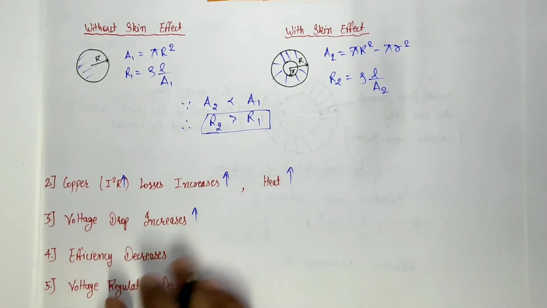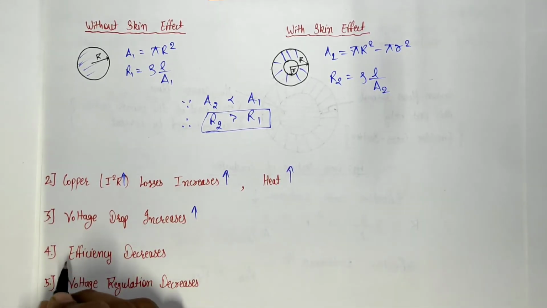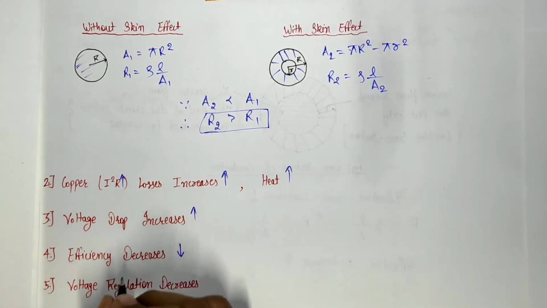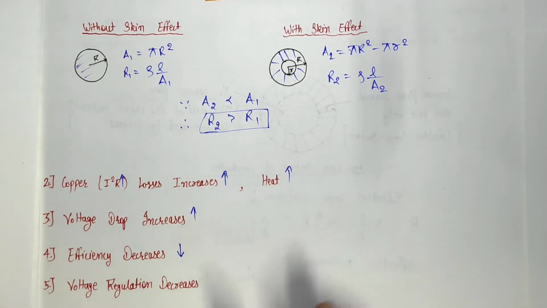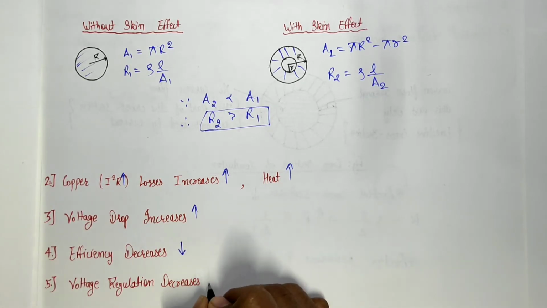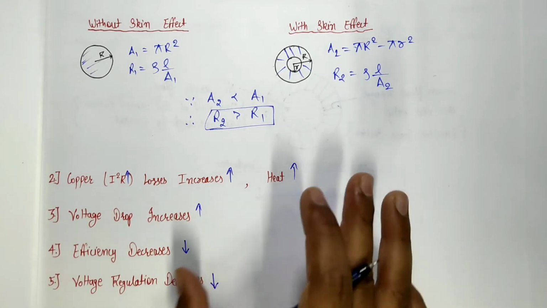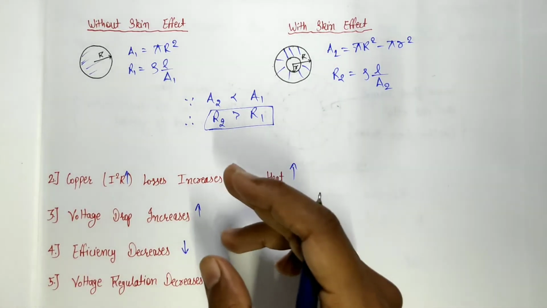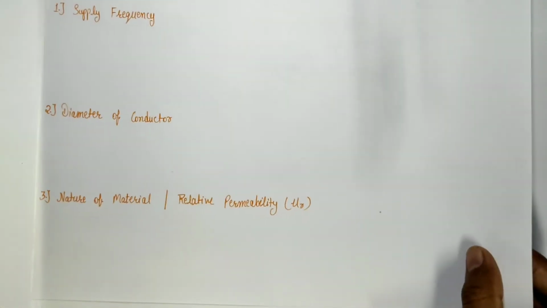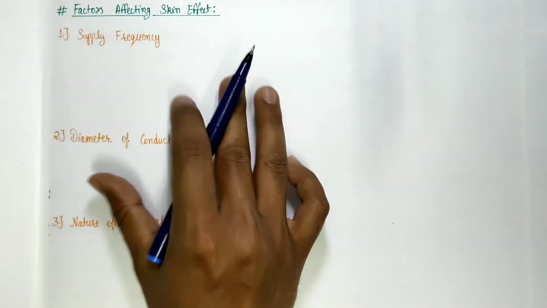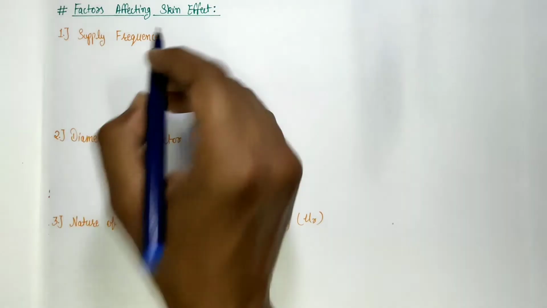Now the other disadvantage is that the efficiency of the wire or efficiency of the system decreases because of this skin effect. And finally the voltage regulation also decreases. So these are the disadvantages of skin effect. Now our next topic is factors affecting skin effect, or we can say the factors on which skin effect depends. So the first factor is supply frequency.